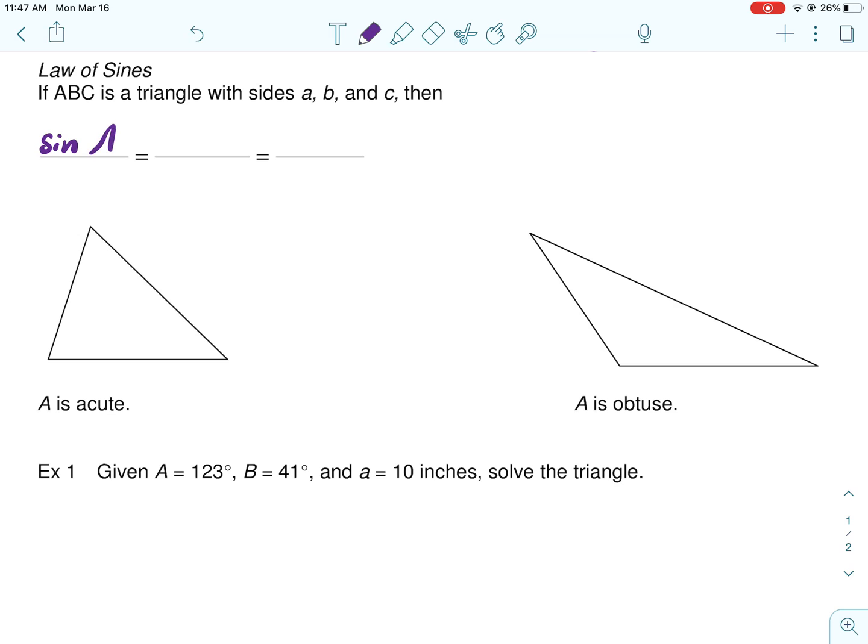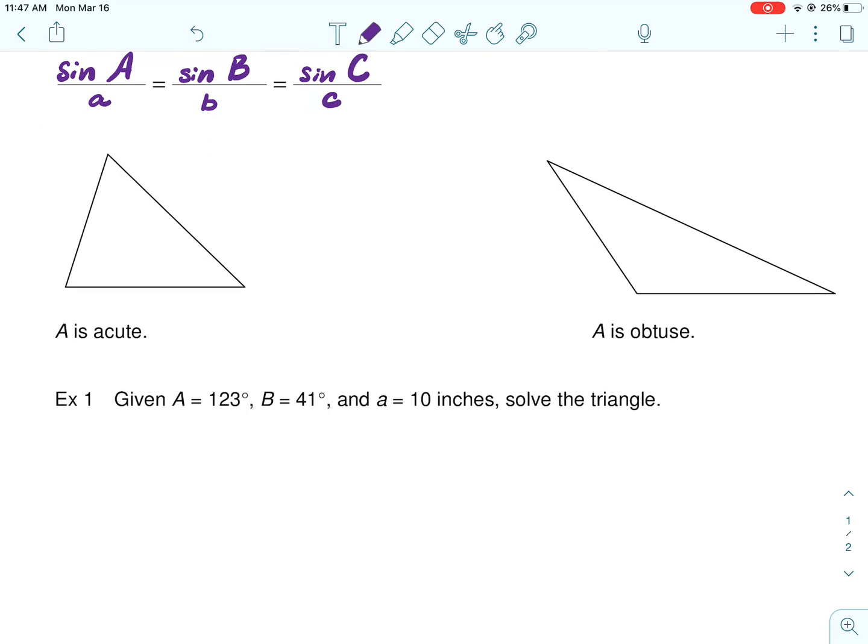So for the law of sines, if ABC is a triangle with sides A, B, and C, then the sine of angle A over side A is going to be equal to the sine of angle B over side B, which is also going to be equal to the sine of angle C over side C. Now, you would never set up a ratio with all three. So depending on what you're given, you're going to use two at a time.